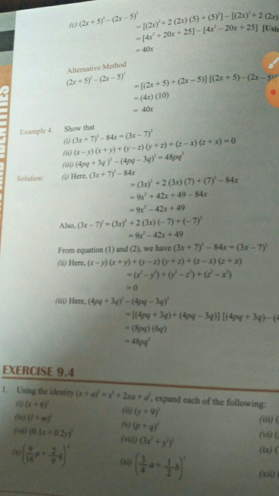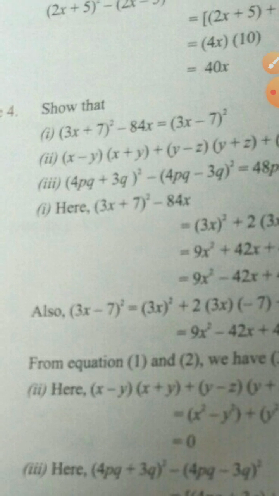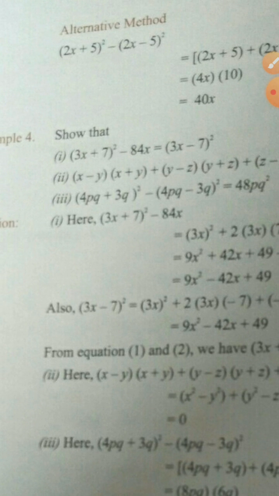Now the proving questions. What you can do, it is given 3x plus 7 whole square minus 84x equal to 3x minus 7 whole square. So when you are solving the left hand side, you will apply the identity of a plus b whole square, then you will solve.